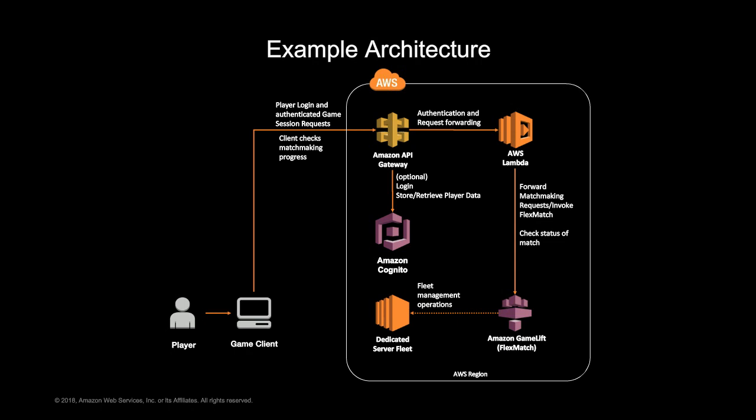We've got a server IP address and port. In this very simple scenario, we're just going to assume that the client is quite happy to poll back into API Gateway and check the status.